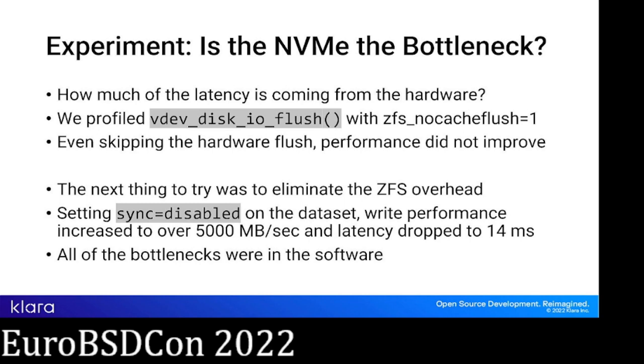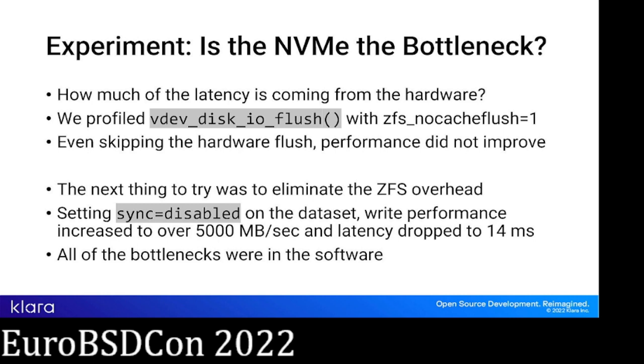It's like, well, that's odd. And we looked at it, and it turns out the latency wasn't high there. The hardware is very fast, and it wasn't the bottleneck. So we wondered how much of it is the ZFS overhead. So doing what you should never do and setting sync equal to disabled on this data set, so ZFS will just not do that extra work.